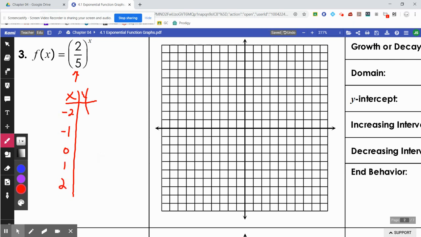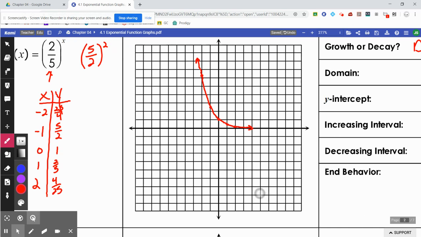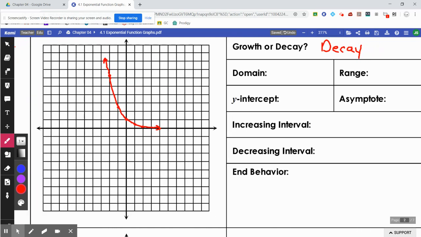And a reminder, to plug in a -2, all you have to do is flip the fraction and raise it to the +2. So that'd give you 25/4. To the -1, that'd be 5/2. To the 0 power, that is 1. Anything to the 0 is 1. Then you have 2/5 and 4/25. Let's plot those points. And you do see, again, this is an example of exponential decay because we're decreasing.